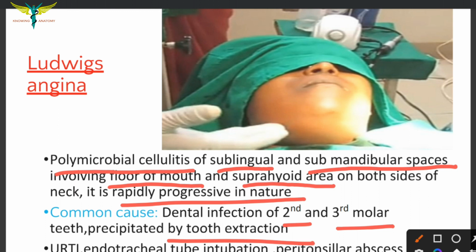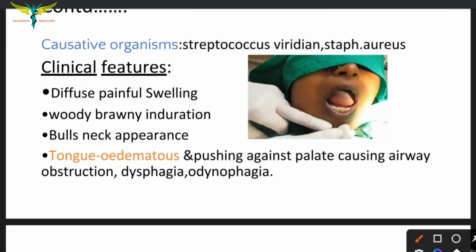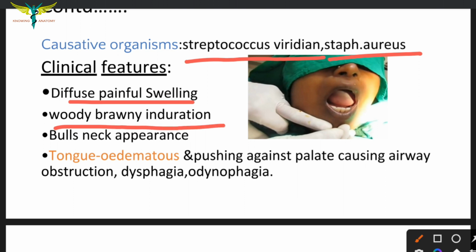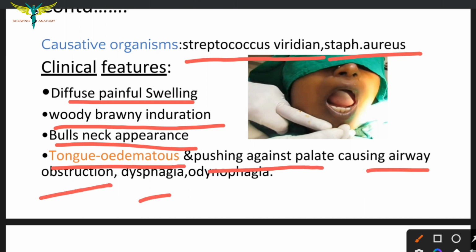Ludwig's angina can also be caused by upper respiratory tract infections, endotracheal intubation, or peritonsillar abscess. The causative organisms of Ludwig's angina are Streptococcus viridans and Staphylococcus aureus. The clinical features are diffuse and painful swelling, woody brawny induration, bull's neck appearance, and the tongue becomes edematous and pushes against the palate, causing airway obstruction, dysphagia and odynophagia. So these are the clinical features of Ludwig's angina.